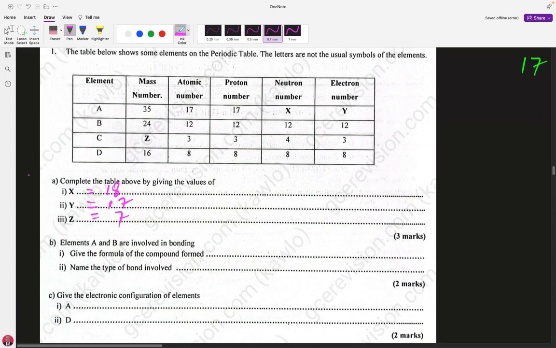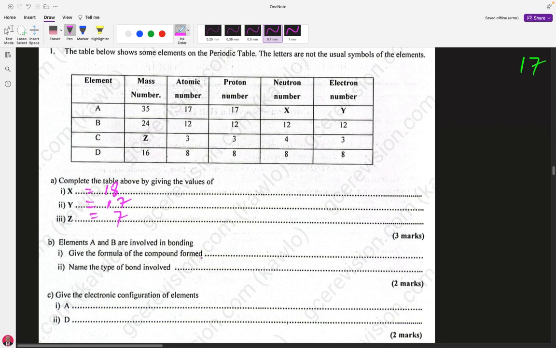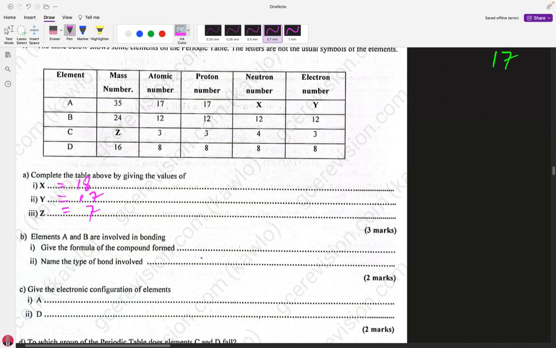Element A, which is chlorine, and element B, which is magnesium, are involved in bonding. Give the formula of the compound formed. Good. Magnesium is B. This is magnesium here.